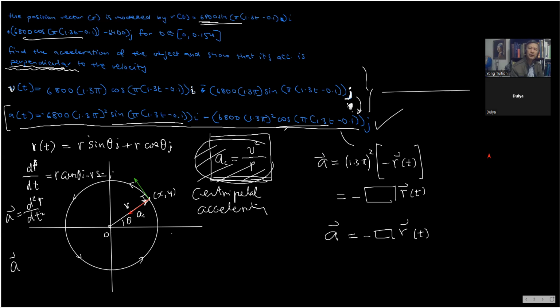So you need one more step to get this form, so you know the acceleration is indeed toward the center. This is y, this is x. No more questions? Any questions? Next page. Then part B.